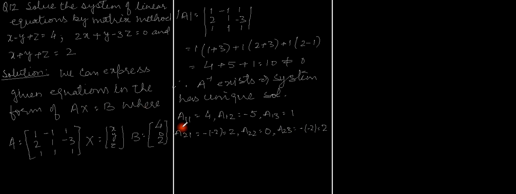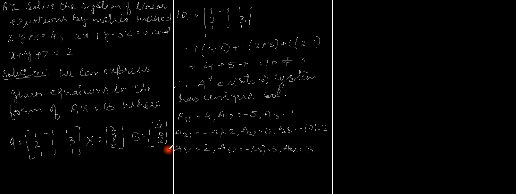Then we have A31. So hide the third row and first column. So we have 3 minus 1, which is 2. A32, hide the third row and second column. Minus 3, minus 2, that is minus 5. So minus of minus 5 is plus 5. A33, hide the third row and third column. So 1 plus 2, that is 3.